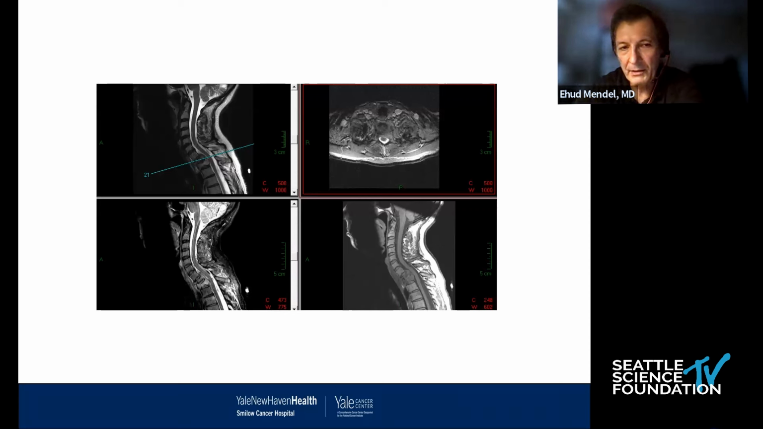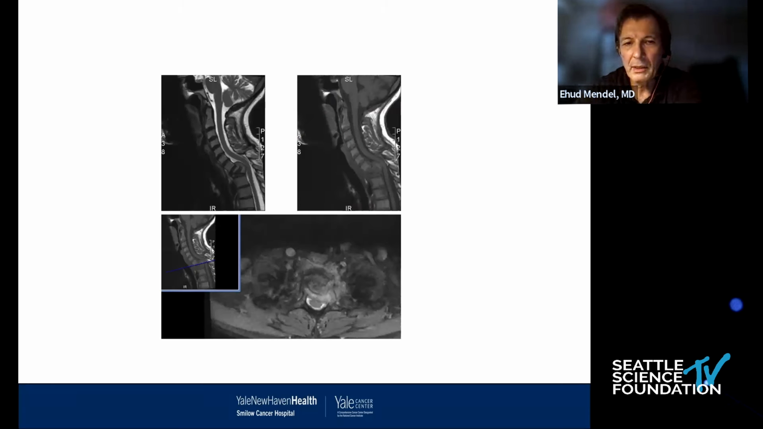Here is another patient with a breast carcinoma, with two vertebral bodies that are broken at the cervicothoracic junction. This patient was seen by a surgeon. The patient just had some neck pain. Because it was breast cancer, a somewhat radiosensitive tumor, the patient was sent for radiation. And that's what it looks like after the radiation. The tumor shrunk, but the two vertebrae collapsed one on top of the other.